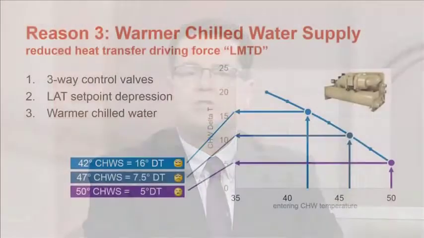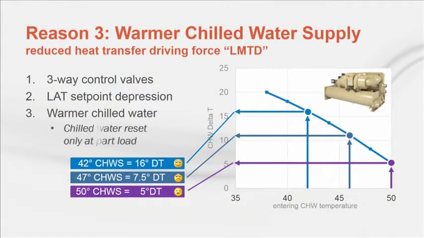As in all optimization, it's a balance. But clearly, aggressive chilled water reset at higher loads can definitely result in undesirable low delta T. Chilled water reset should only be used at part load after pumping power has already been reduced. 3 down, 2 to go.